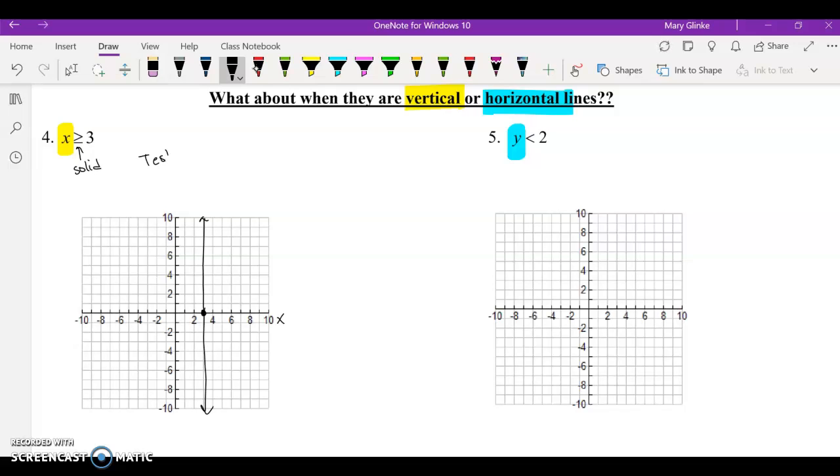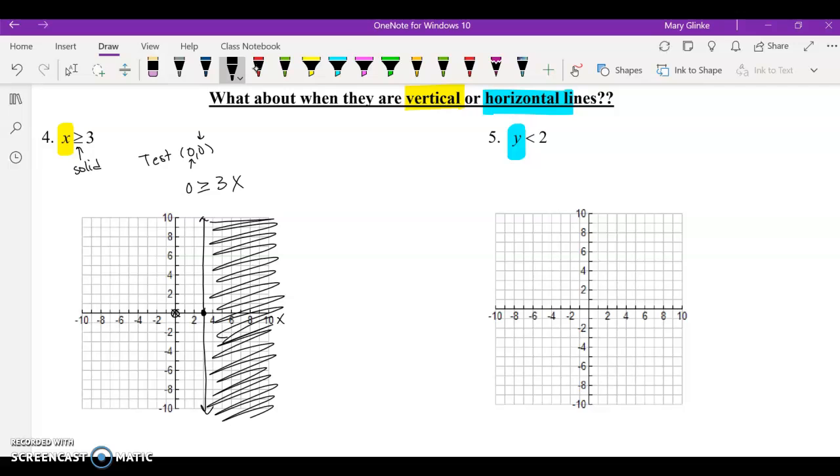We can still test the point 0, 0, but there is no y value, so you're only going to plug in your x value. 0 is greater than or equal to 3. That means 0 does not work because 0 is not greater than 3. So we want everything on the other side of the line. To think about that a different way, we want all of the x values that are bigger than 3. So looking at your graph, everything to the right has x values that are bigger than 3.